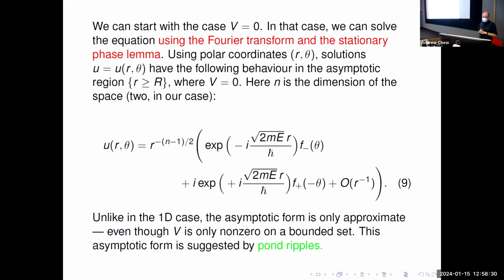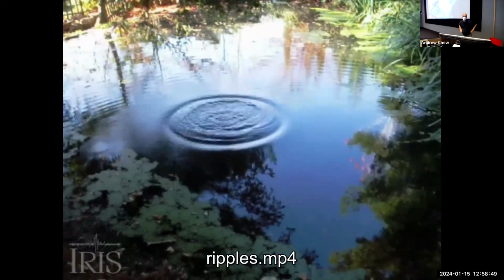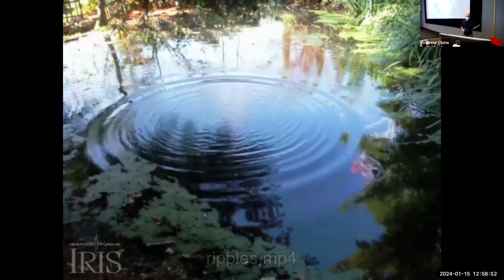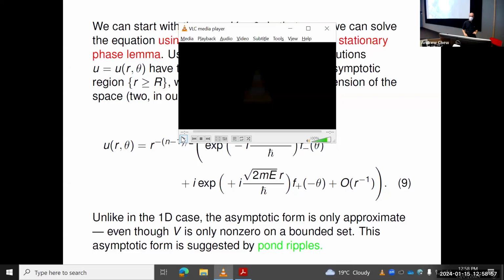And so that's not too complicated. And in fact, that asymptotic form can more or less be guessed by looking at pond ripples. The waves that are easiest to observe in real life are pond ripples, which look like this. If we drop a stone into a pond, then we get this series of circular waves. They go outwards, and as they go outwards, the amplitude decreases. So that's exactly what's suggested here.